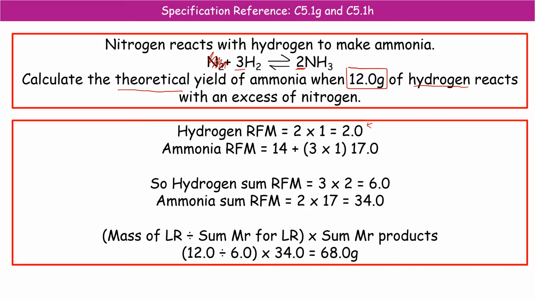We need to calculate the theoretical yield then, so the mass of our limiting reactant, that's going to be our 12, because it's in the question there, 12 grams of hydrogen, so 12 divided by the sum of the relative formula mass for our limiting reactant. So find hydrogen, here's our sum, it's 6. So 12 divided by 6, and then we've got to multiply it by the sum of our relative formula masses of the products. So our product is 34 in this case. So 12 divided by 6 times 34 gives you 68 grams.